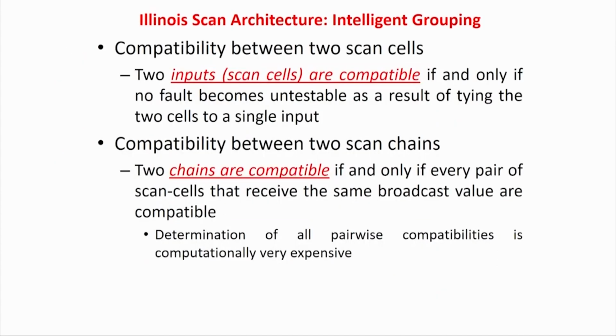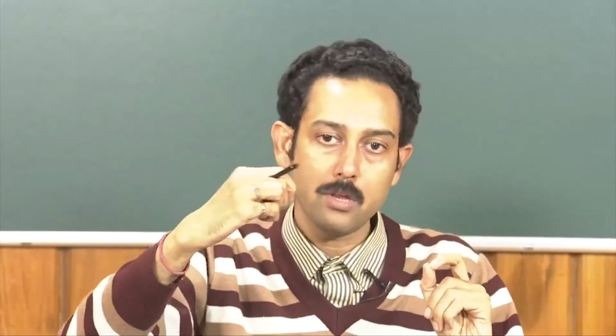Right? So that is where the concept of scan compatibility has come. It is very similar to the concept of test pattern compatibility. That is, two input scan cells are compatible if and only if no faults become untestable as a result of tying the two cells to a single input. That is, scan cells are tied and they will always get the same input. So there should not be any fault that is non-testable.